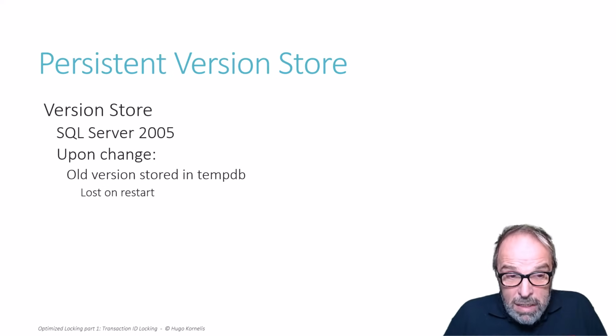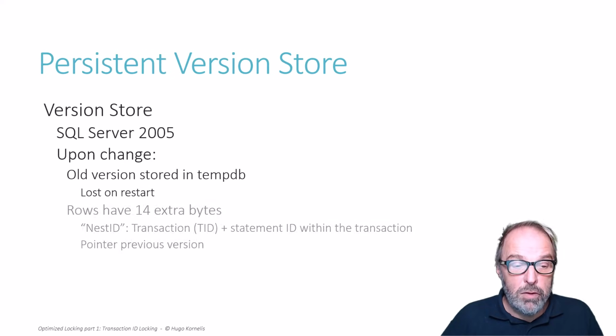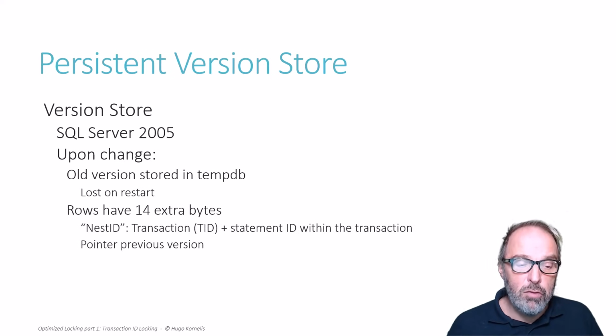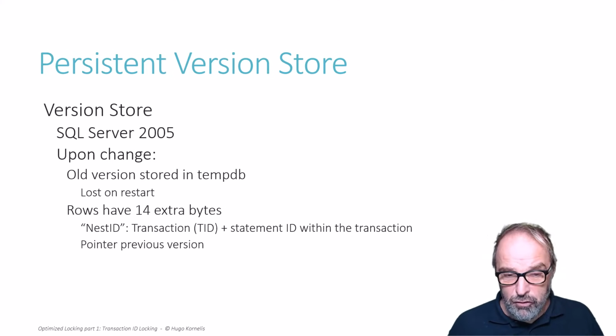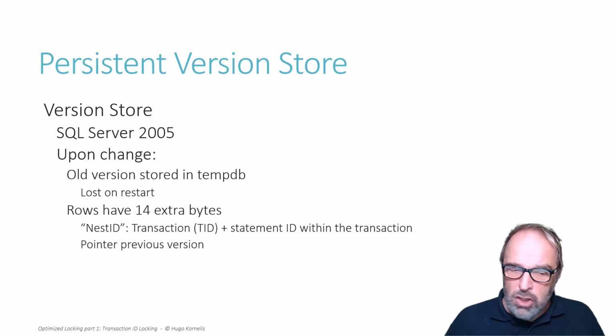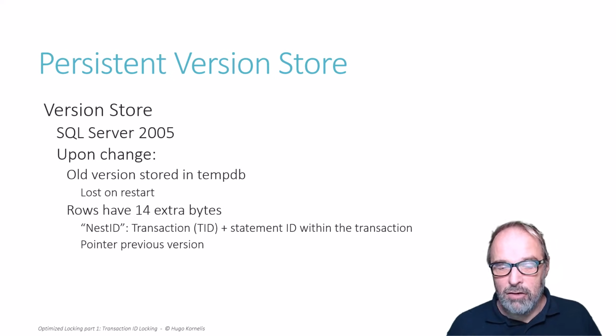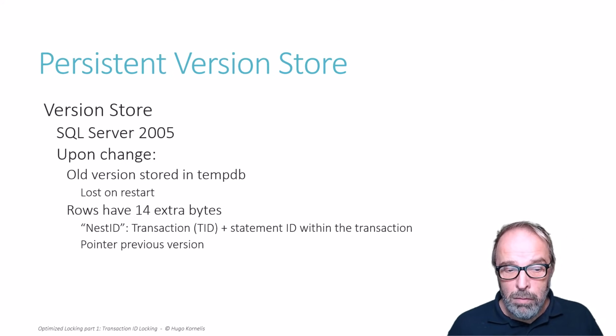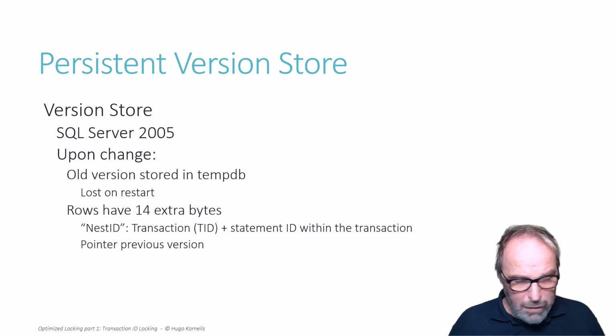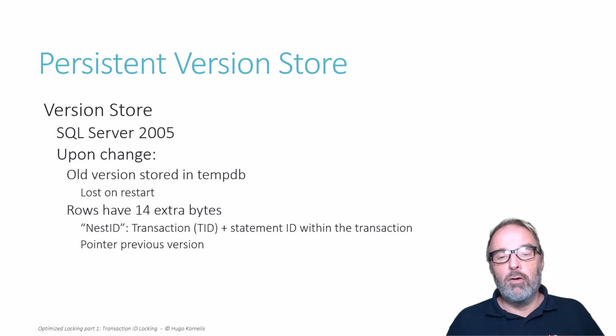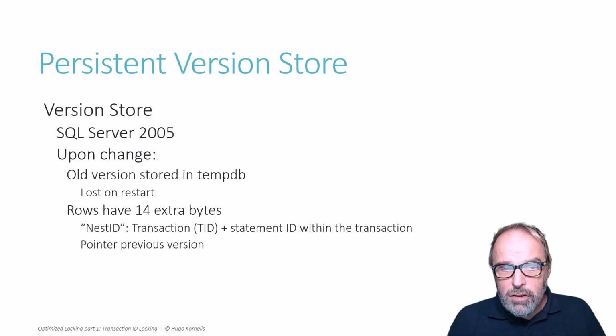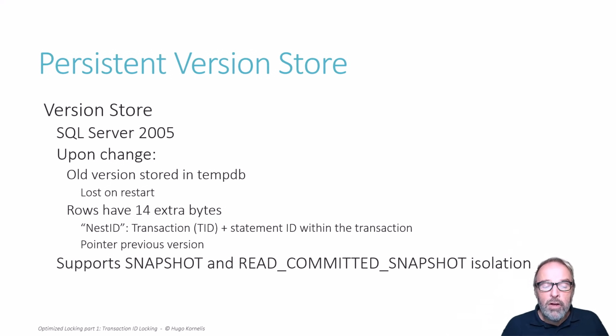Another thing we do is we need to tie those old and new versions of the row together, so there are 14 bytes added to the row for the so-called version ID. That's a combination of the transaction ID and the statement ID within the transaction. So we know exactly which transaction and which statement within that transaction has updated that row, and a pointer to the previous version. So even if we have multiple old versions in tempdb, they are all connected with those pointers. That is the version store. This was built to support snapshot and read committed snapshot isolation levels. Okay, fair enough. But this is just the version store.